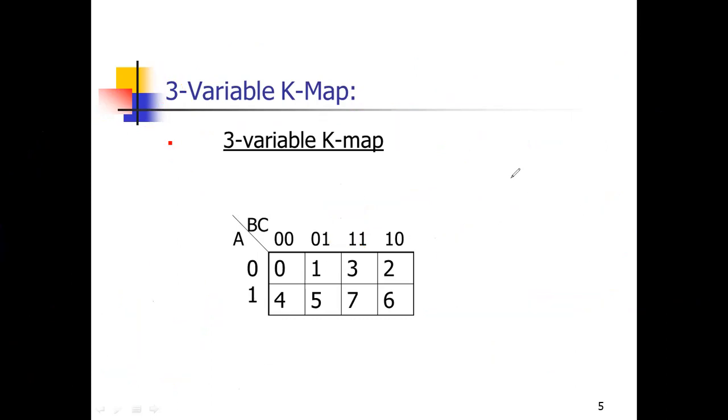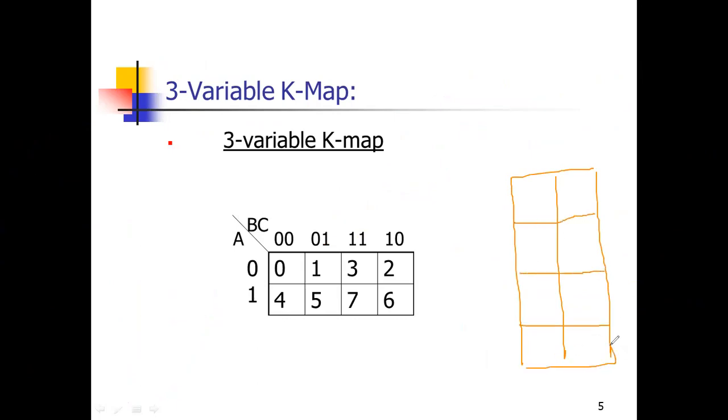That means instead of this, you can draw the same Karnaugh map for three variables like this, in a vertical manner. A, B are on this side, and only one variable, C bar, C, on the other side. Here A bar B bar, A bar B, A B bar comes here, A B. So the same thing can be expressed like this.